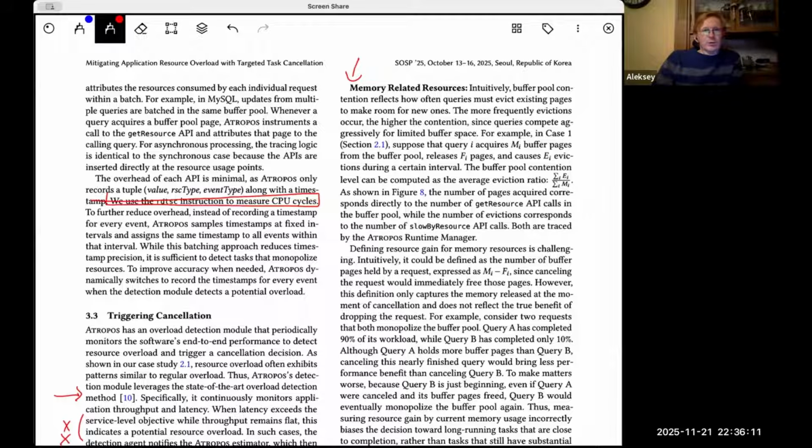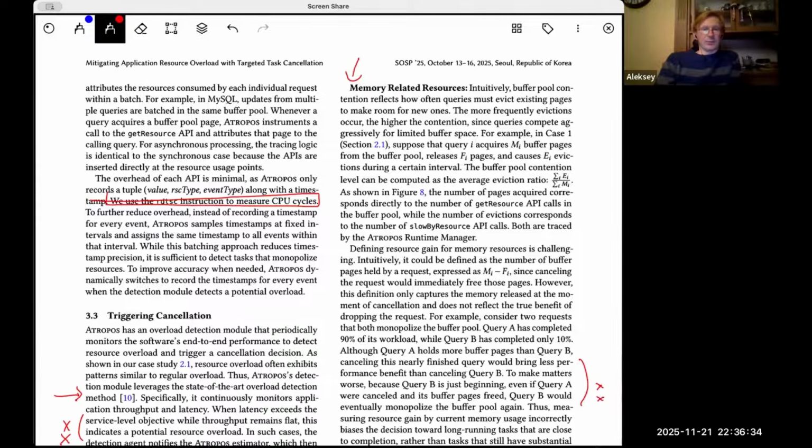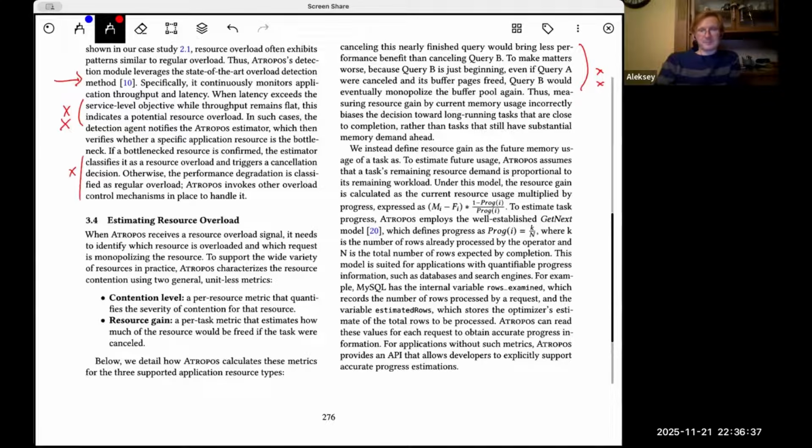To make matters worse, because query B is just beginning, even if query A were canceled and its buffer page is freed, query B would eventually monopolize the buffer pool again. Thus, measuring resource gain by current memory usage incorrectly biases the decision towards long-running tasks that are close to completion, rather than the tasks that still have substantial memory demand ahead.